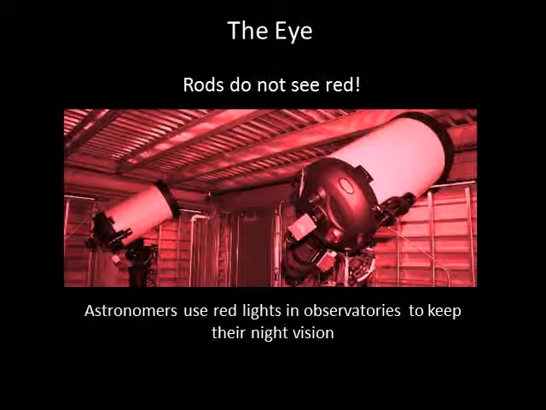The rods of our eyes do not see red. This is why astronomers use red lights in observatories. Since the rods do not respond to red, an astronomer can gain full dark adapted vision in red light. Once your eyes are adjusted to the dark, if you look at anything with a white light even for a moment, you'll have to wait for your eyes to become dark adapted all over again. Red lights won't ruin your night vision like a white light can.